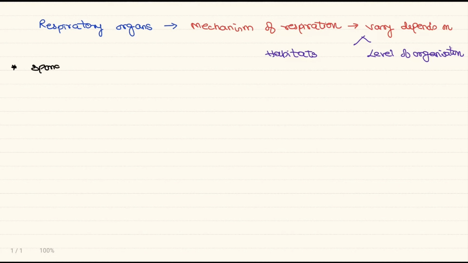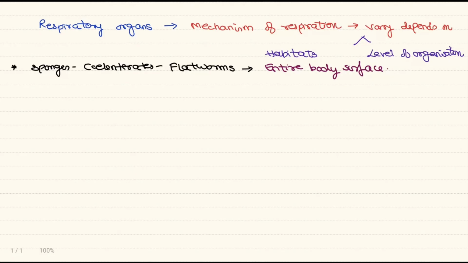Now let's see phylum wise for all the animals in the animal kingdom. Start with the lowest, the basic phylum, the sponges, the coelenterates, and the platyhelminthes or the flatworms. In these animals, the entire body surface will help in the exchange of gases. Always remember, the exchange of gases is by the simple diffusion method.